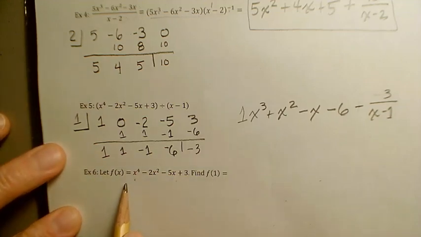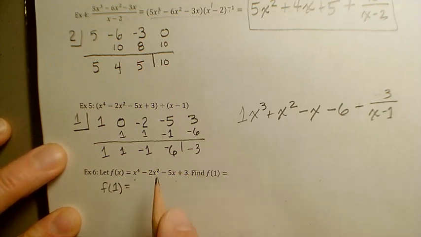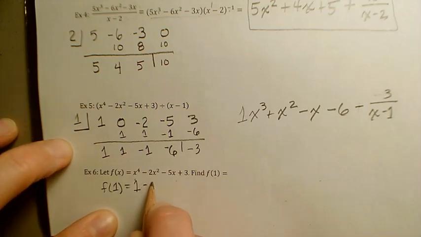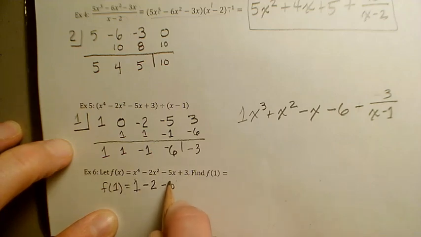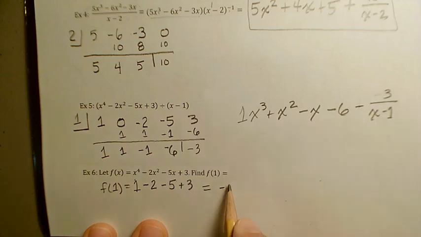So we're just going to put a 1 in for x. So that's going to be 1 to the 4th power, that's 1. Minus 2 times 1. And then minus 5 times 1. And then plus 3. Okay. So what does that give us? That gives us -6. That gives us -3.